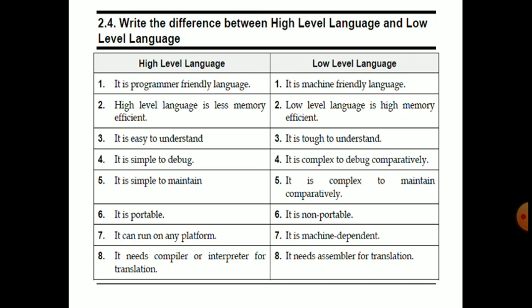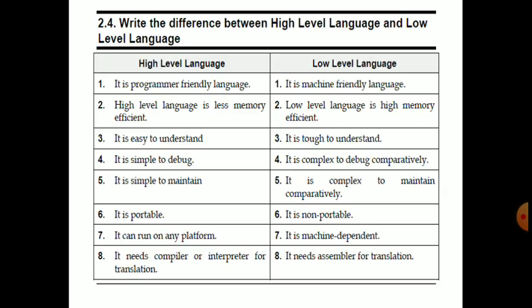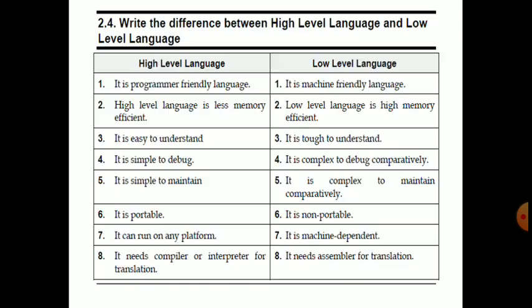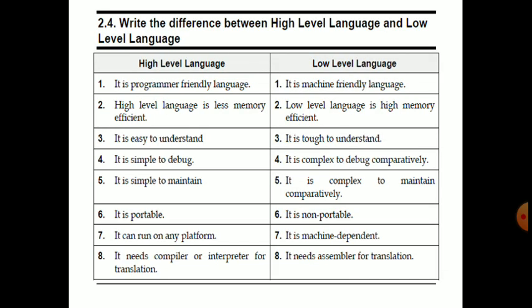But in case of low level language, it needs an assembler for translation. Assembly level language needs an assembler. If you directly write in the machine level language, then we don't need even the assembler. So those are the differences between high level and low level language.